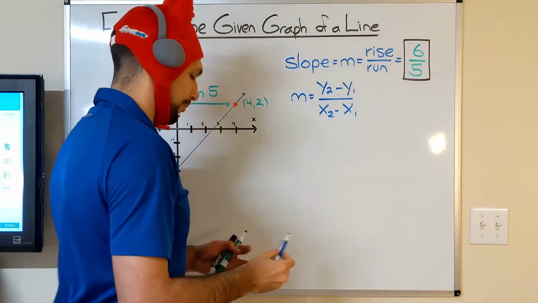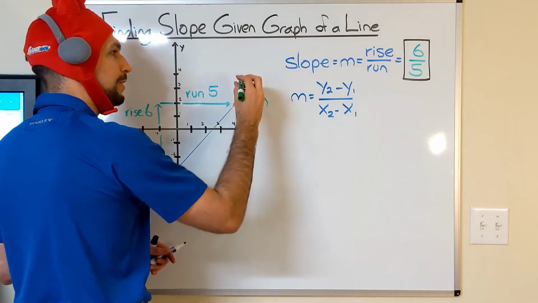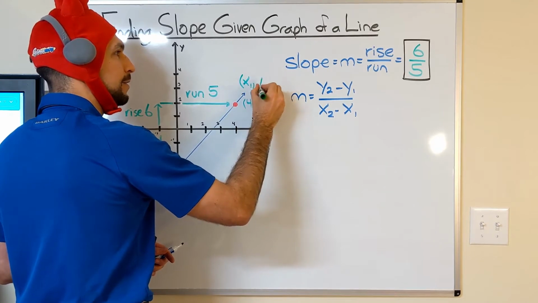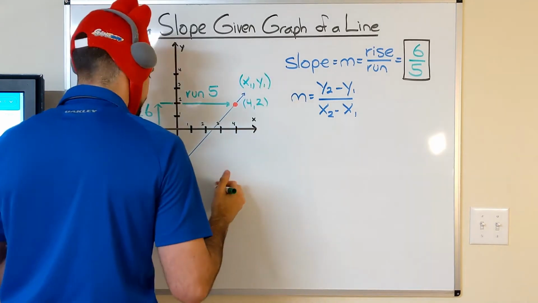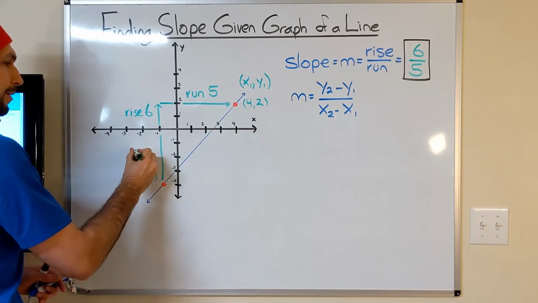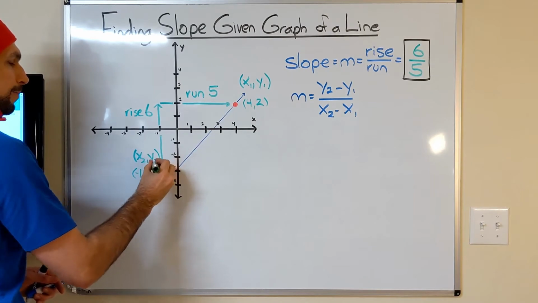So let's go back and relabel these. This isn't just 4, 2. This can be my first x and first y. This isn't just -1, -4. It can be my second x and second y.